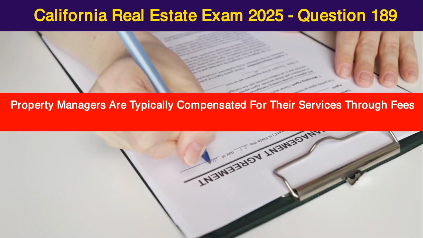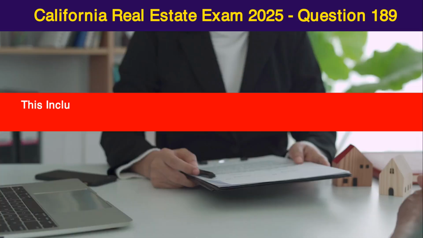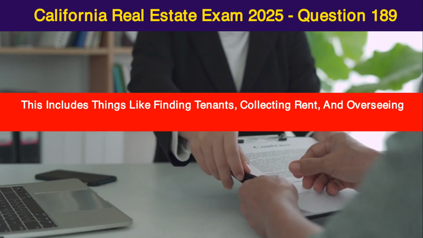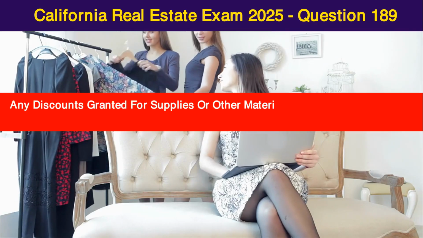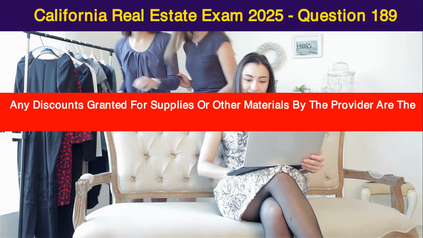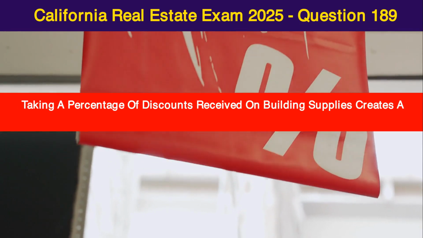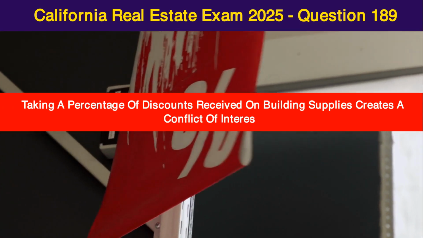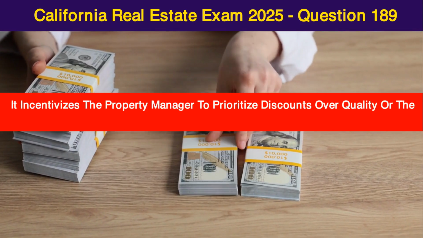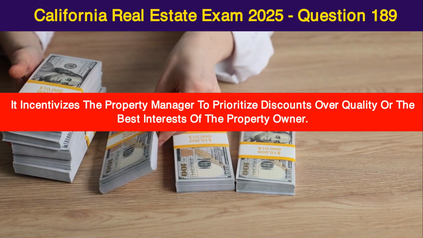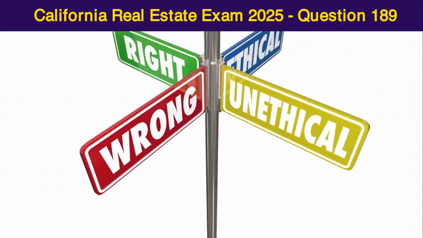Property managers are typically compensated for their services through fees related to their management activities. This includes things like finding tenants, collecting rent, and overseeing maintenance. Any discounts granted for supplies or other materials by the provider belong to the owner of the property. Taking a percentage of discounts received on building supplies creates a conflict of interest. It incentivizes the property manager to prioritize discounts over quality or the best interests of the property owner. This is considered unethical and potentially illegal.